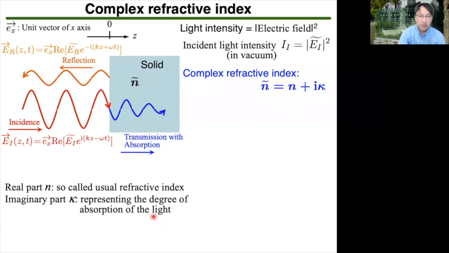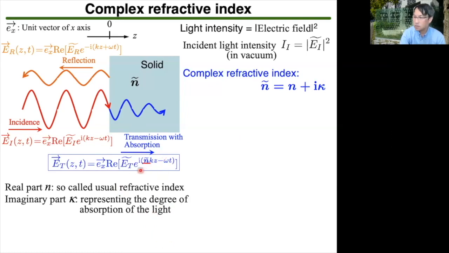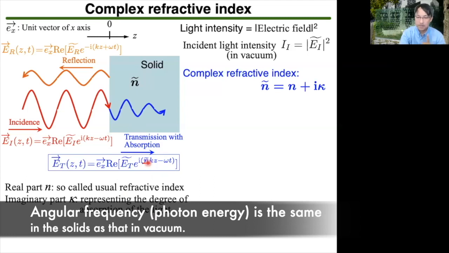Then the electric field of the transmitted light is expressed by this formula, where n tilde is inserted in the kz term. In other words, the wave number k is replaced by n tilde k. Even in the solid, the angular frequency is conserved. You can notice that the photon energy of the light itself is unchanged before and after going into the solid.